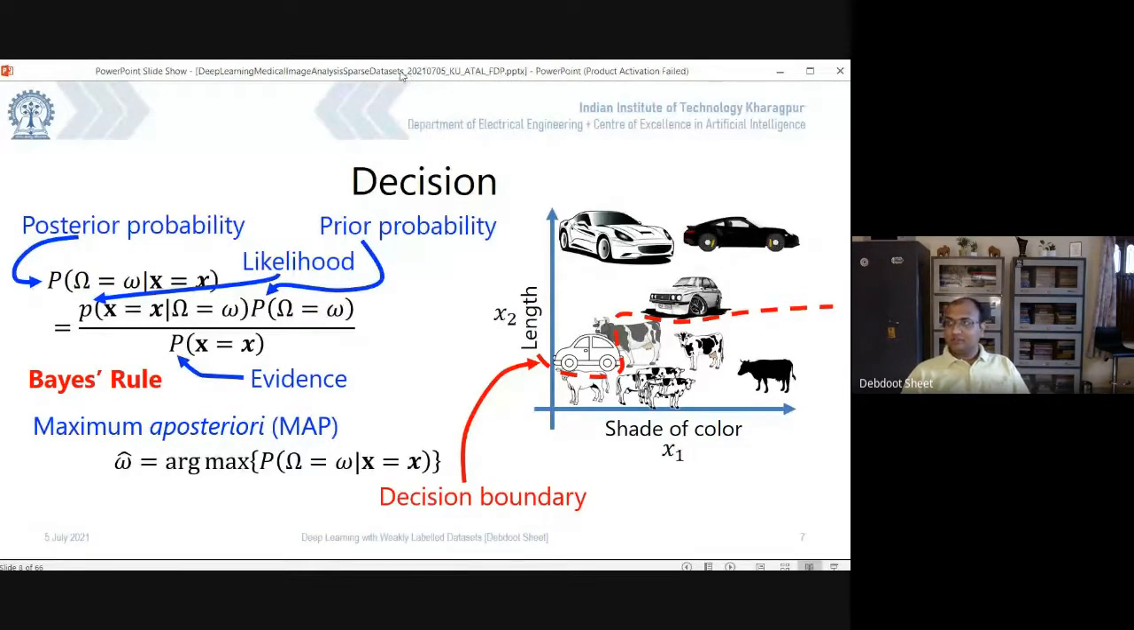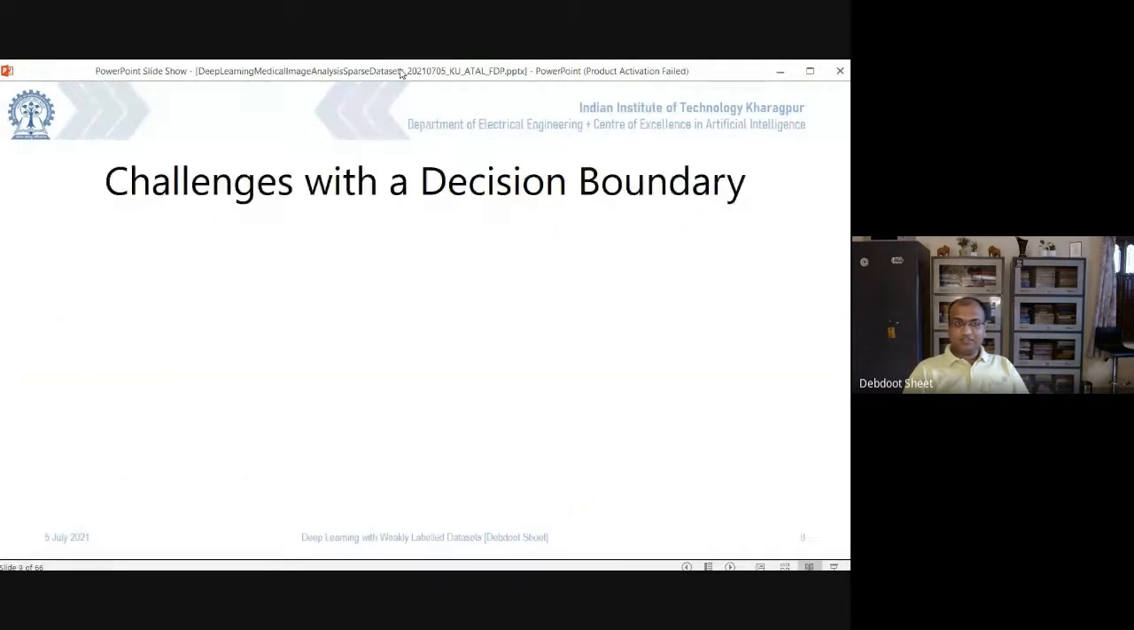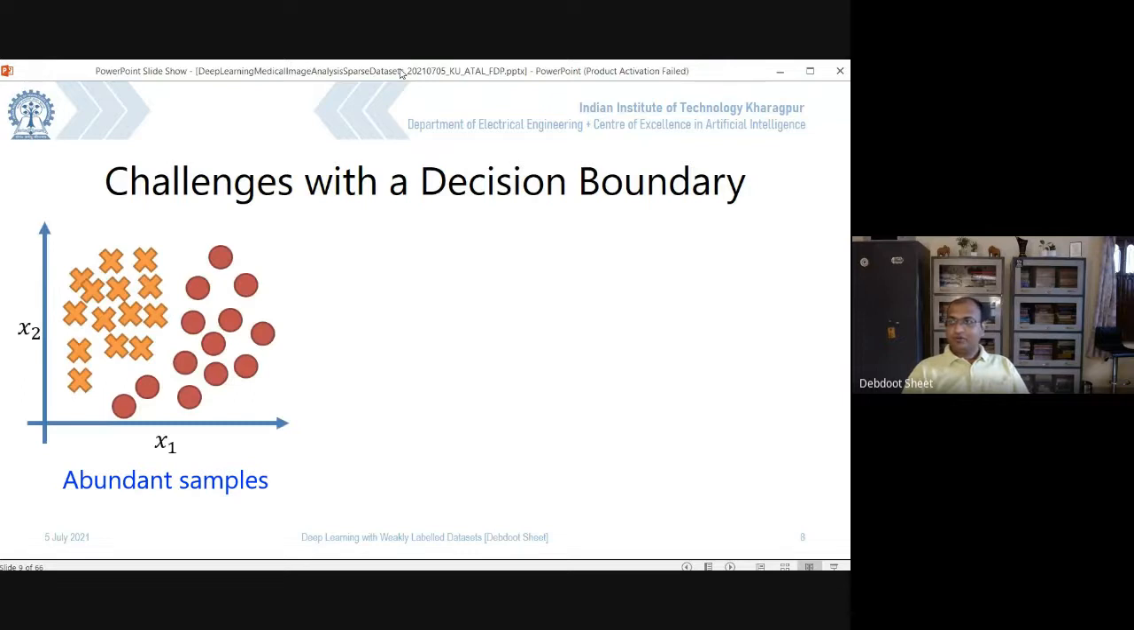So that's what we have and where we need to really look forward. This decision boundary is really critical, and we need to have a very deep understanding about it. Now, what happens as challenges with decision boundary is something like this. One of the options is you can have a lot of samples.